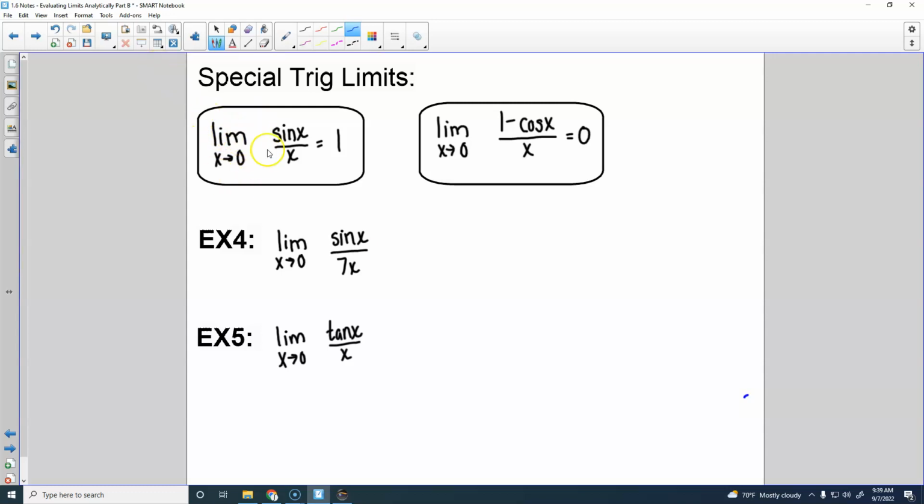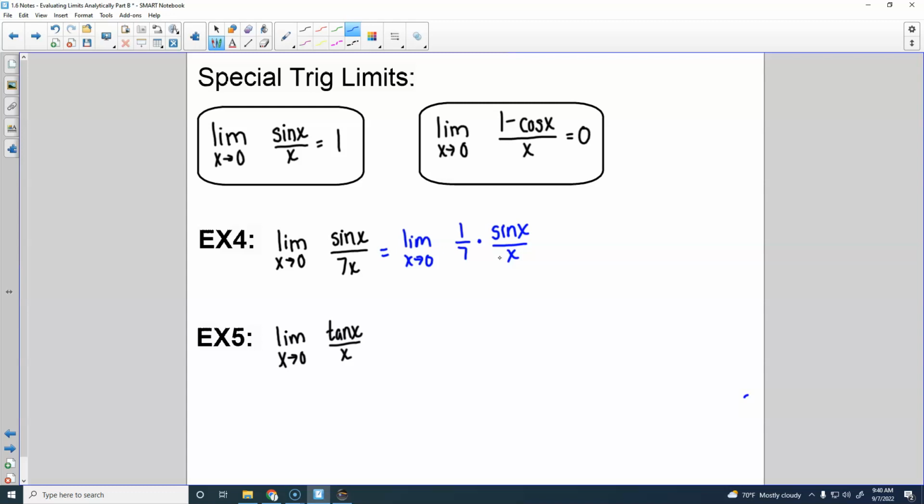Now, this right here almost looks like the limit that we have here, but it's not quite the same, right? So the way that we're going to think about this is we're going to think about those properties of limits that we have. Would it be okay for me to write sine x over 7x like this, 1/7 times sine x over x? Is that okay?